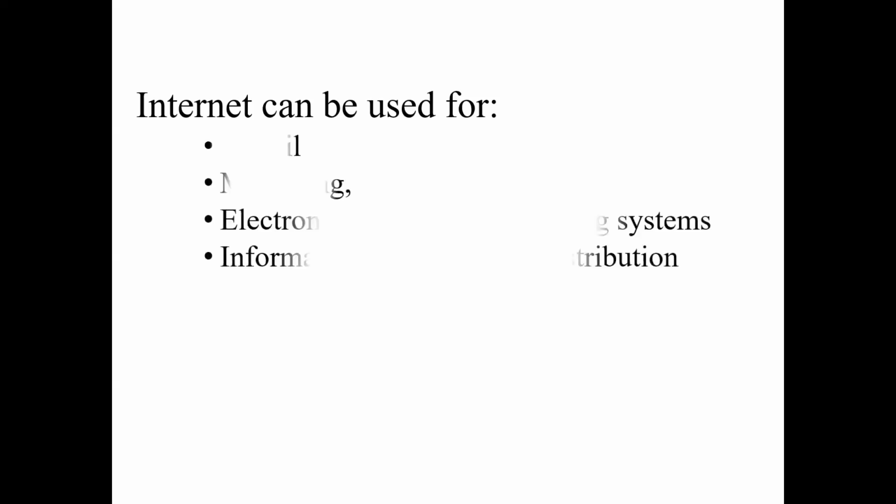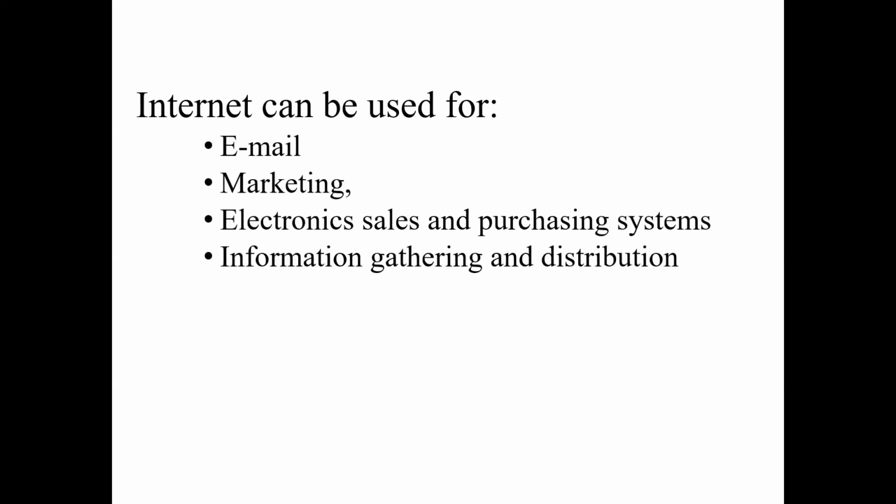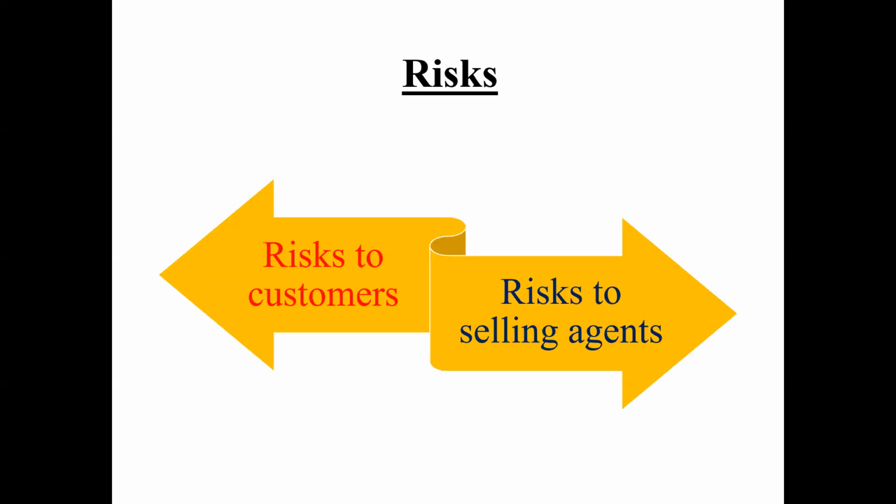So internet can be used for email, marketing, electronic buying and selling of things, gathering of information and distribution of information. Now the risk can be related to the customers or selling agent. In this lecture, we will be discussing the risk that can occur to the customers.